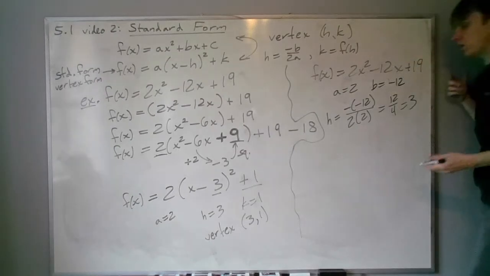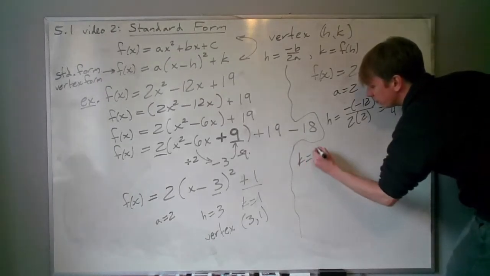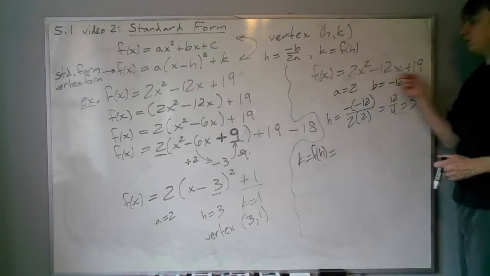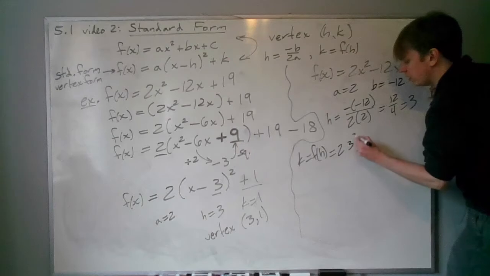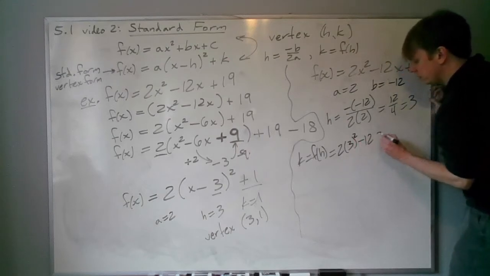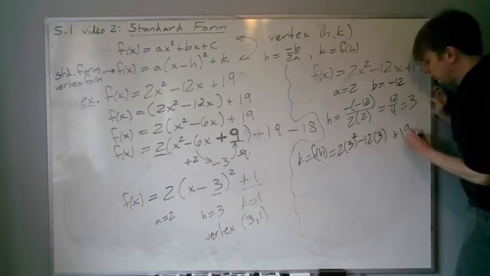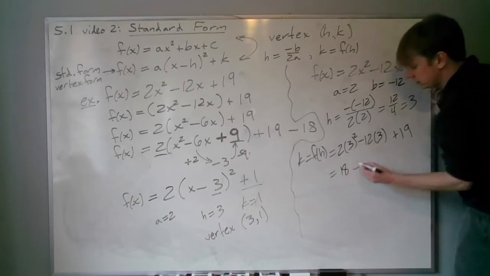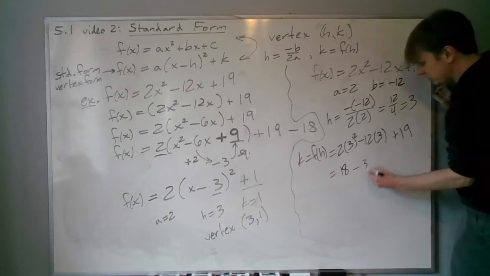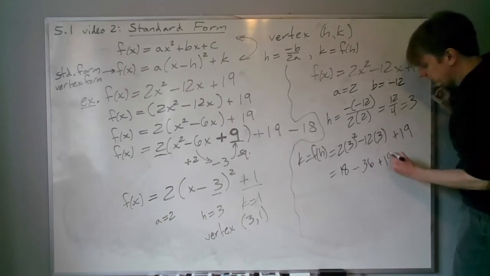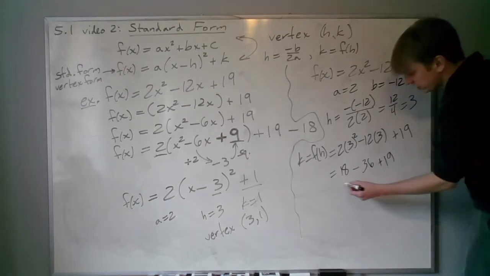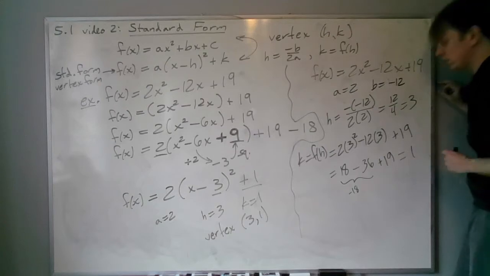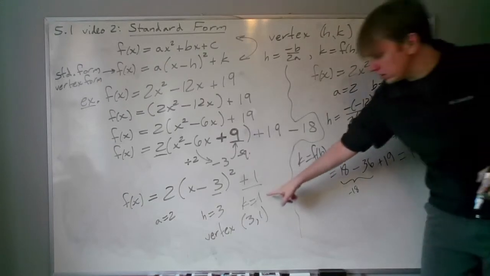K is the corresponding y value, so k is f of h, which means we're going to take our h, 3, and plug it into the function. So 2 times 3 squared minus 12 times 3 plus 19. 3 squared would be 9 times 2 is 18. Minus 12 times 3 is 36 plus 19. 18 minus 36 is negative 18. Negative 18 plus 19 is 1. Which is the same answer we got the other way.